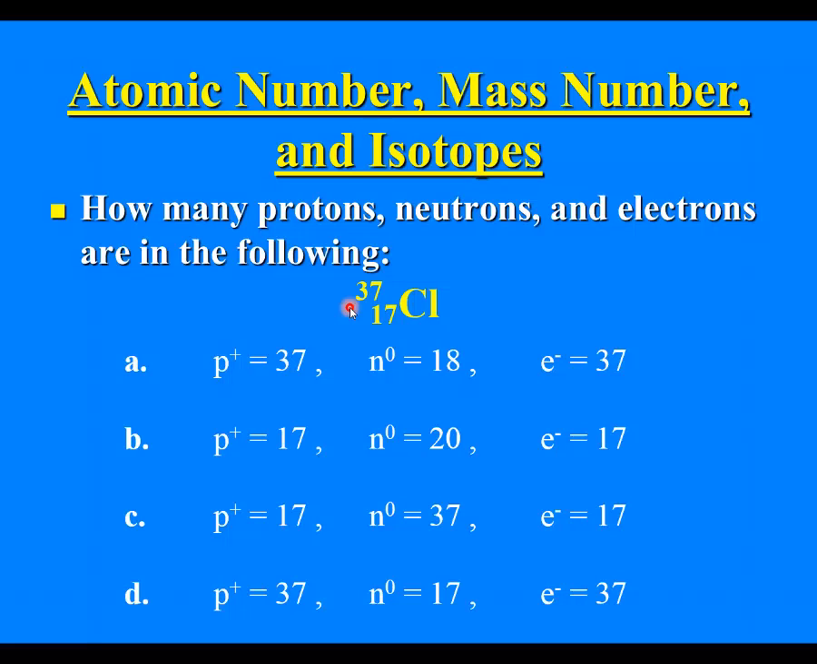Okay, so go ahead and pause this if you would like, and then I will help you work through the problem. Okay, so chlorine has an atomic number of 17, and the identity of an element is determined by its atomic number, which is identical to the number of protons in the nucleus. So the only answers here where we have 17 protons would be answer B and C.